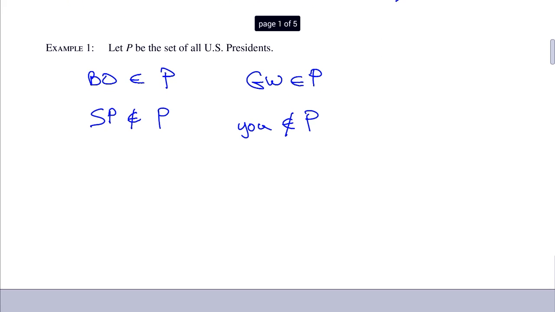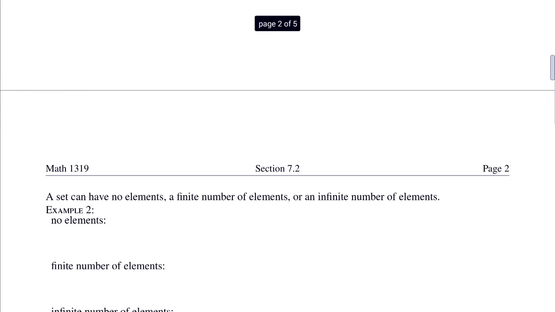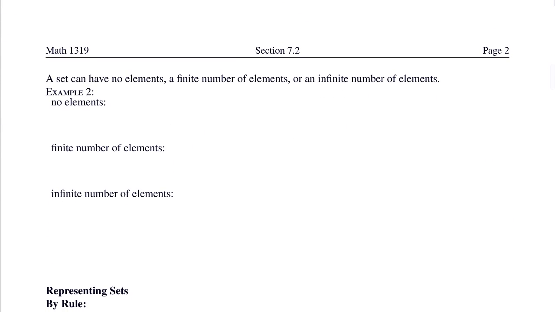So that's the use of sets. Now, there are several ways to think about sets, and sets have various different properties. A set could have no elements, a finite number of elements, or an infinite number of elements. What would be a set with no elements?